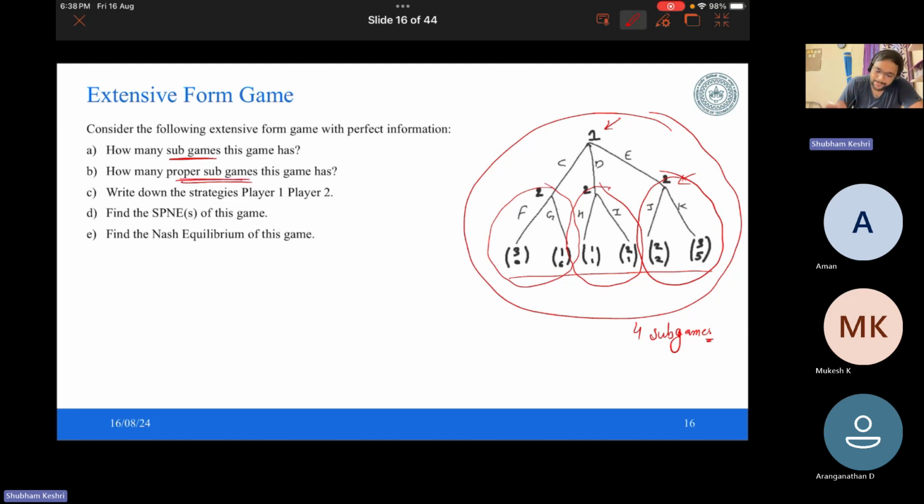So how many proper subgames are there in this game? So this answer is actually 4. So you see, this is not a proper subgame. So there are 3 proper subgames in this game. So we'll have an answer as 3.